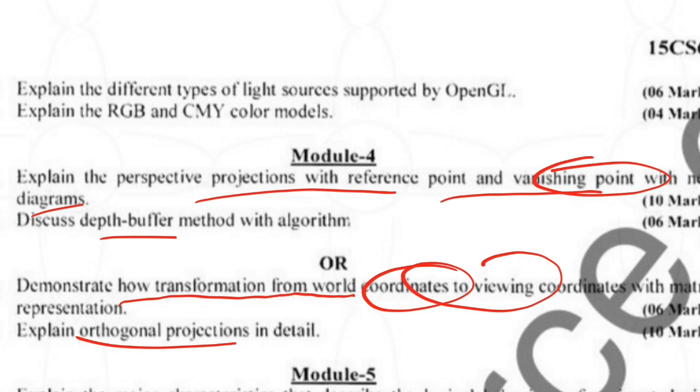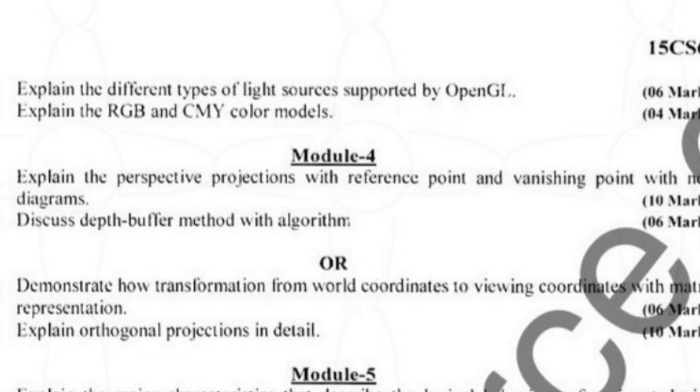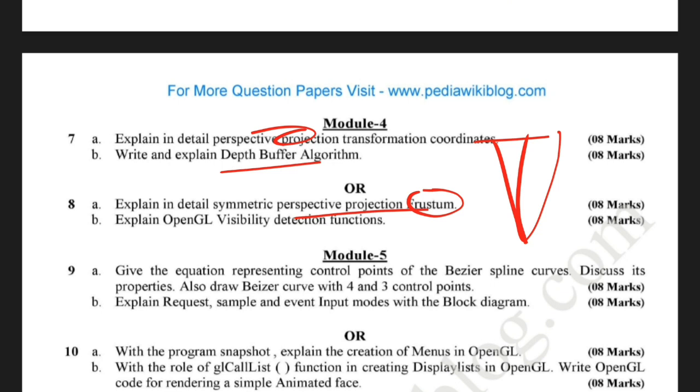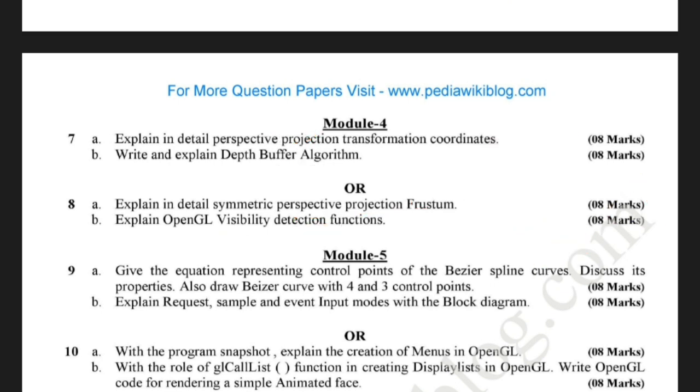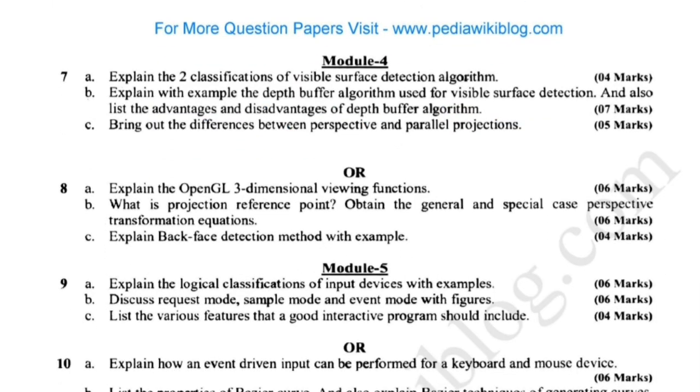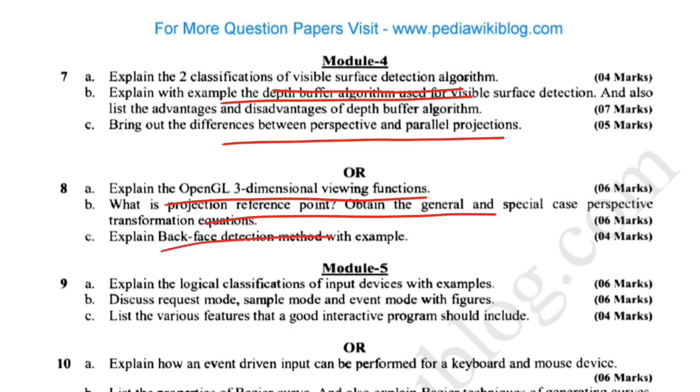Orthogonal projections in detail. The differentiation between the orthogonal and perspective was there, right? In that, orthogonal is asked here. And explain in detail the perspective projection. So here perspective is asked, depth buffer is there, and for perspective projection, especially for the frustum, there are two types. This is the center frustum and this is the oblique frustum. So those two types you need to know. Visibility detection functions, OpenGL functions you need to know, and the two classifications of visible surface detection, depth buffer, perspective and parallel projection, OpenGL 3D, and special case perspective, back face.